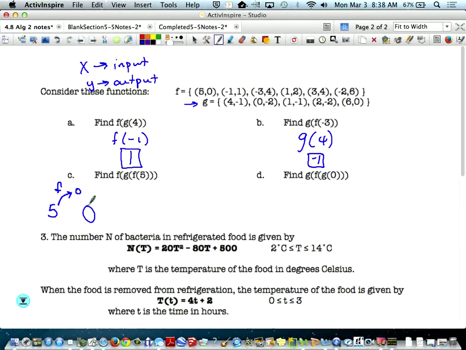So that becomes my input, and where do I put it? Into g. I put it into function g. When I put 0 into function g, I get -2. So that was my output, now it becomes my input, and I put it in one last time into function f, and the very last output is 6. Up top, -2 goes to 6.